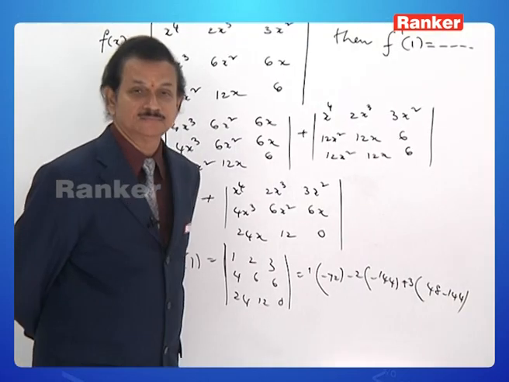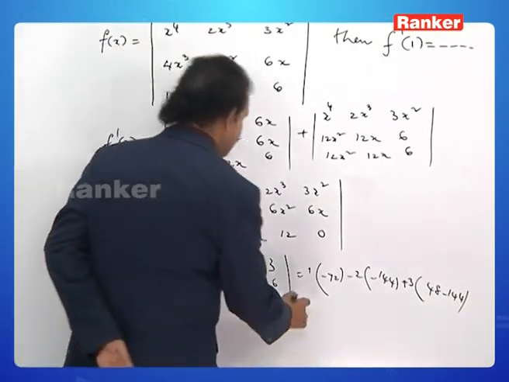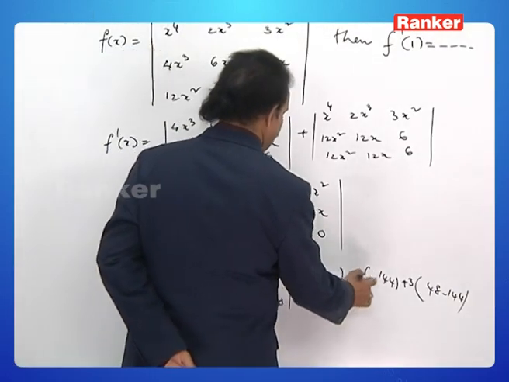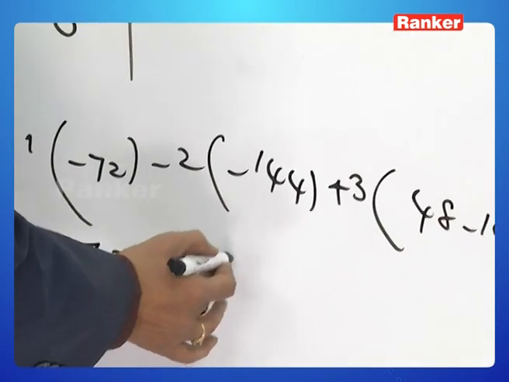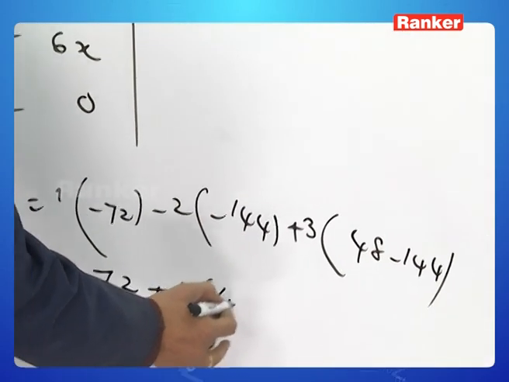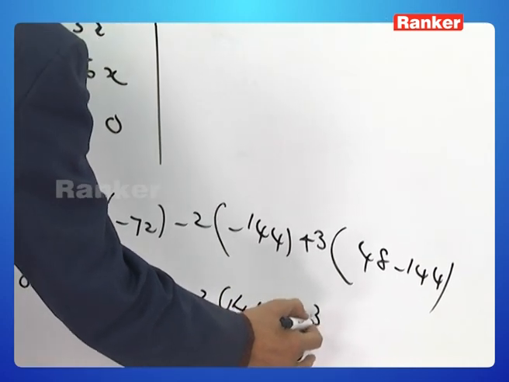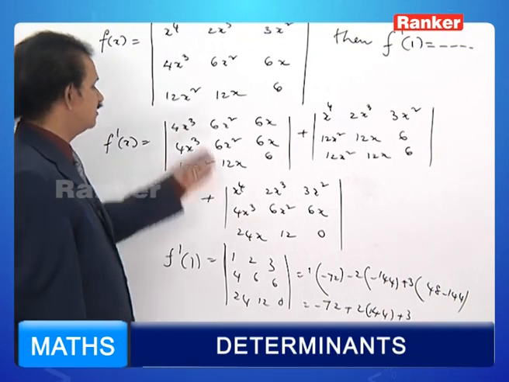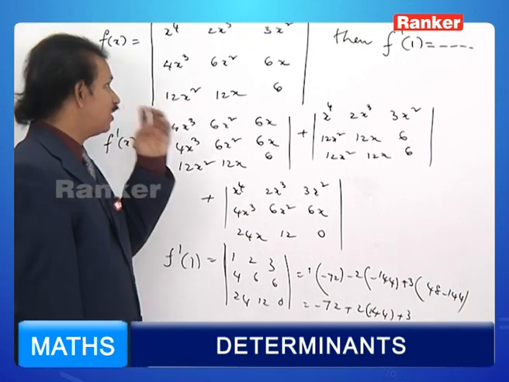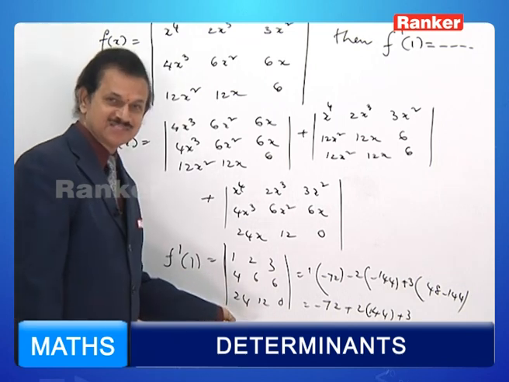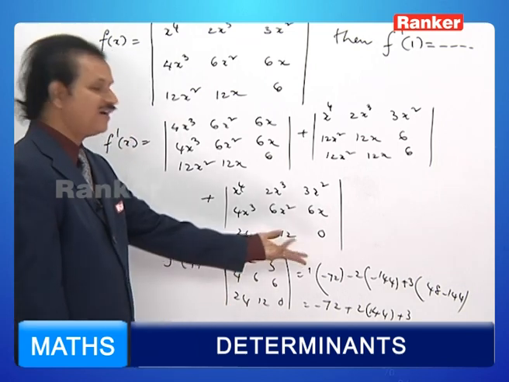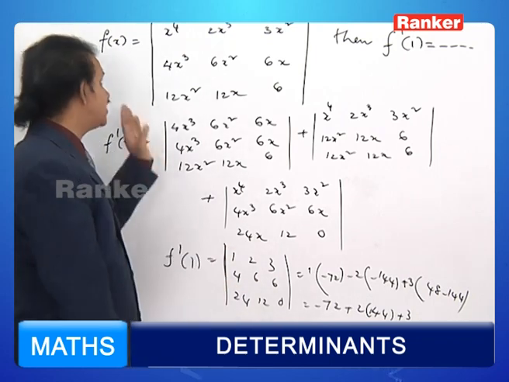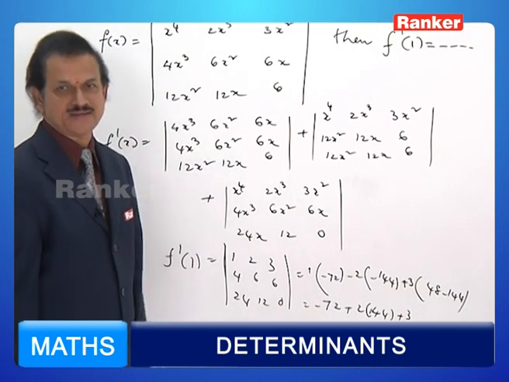That is the answer, isn't it? So it is minus 72. This is plus 2 into 144, plus 3 into that. You simplify, you get the answer. You see, obtaining this determinant is somehow difficult when compared to that of this, isn't it? And you simplify, you'll have the answer. Like that, we apply the process of differentiating a determinant.